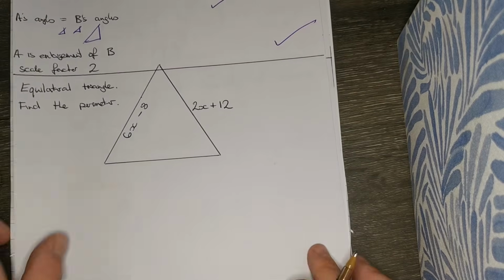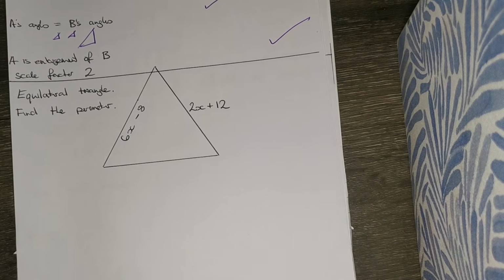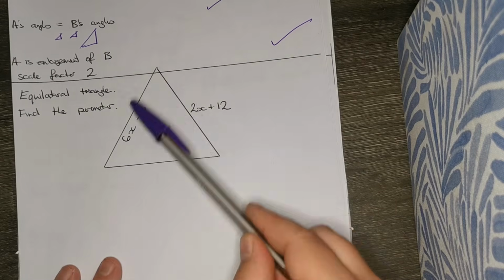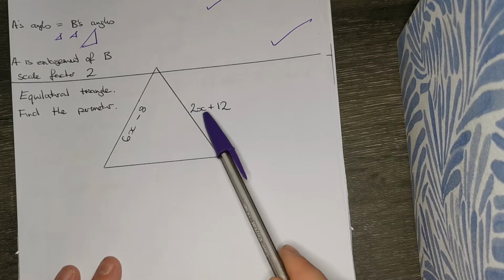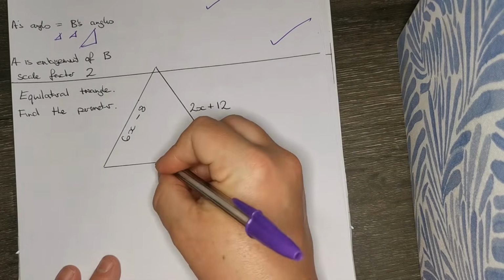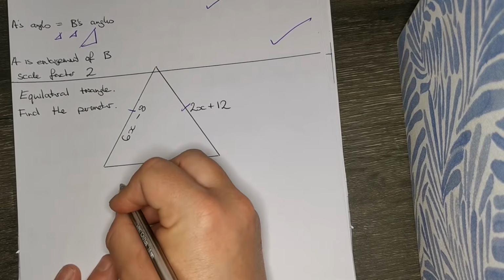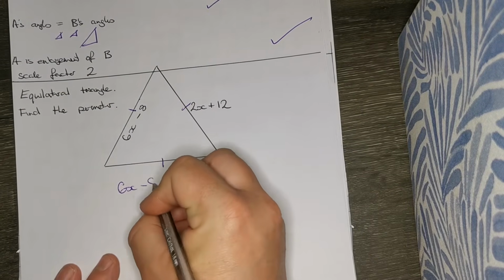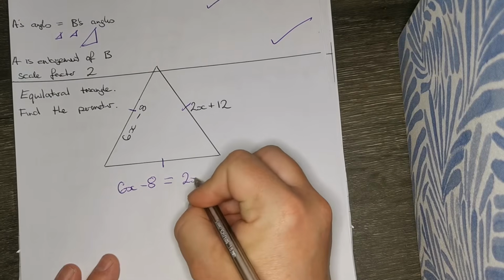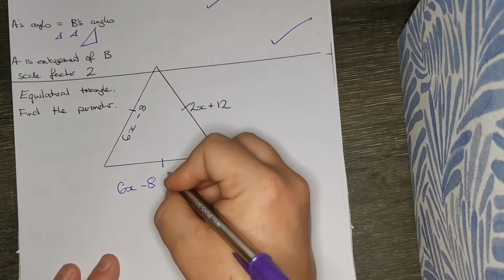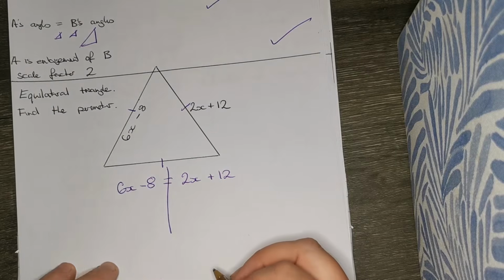After that, we had this one about perimeter. So here is an equilateral triangle. Find the perimeter. So I'm being told that that side's 6x minus 8 and that that side's 2x plus 12. Well, if this is an equilateral triangle, I know that all sides are the same. So I'm going to start by saying that that side is equal to the other side. So I'm going to solve this to find out what x is.